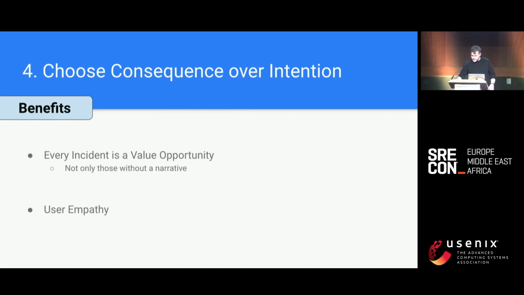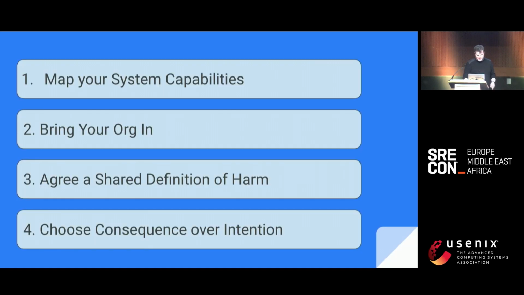Let me just check how we're doing for time. We're on time, good. So your homework is think about mapping your system capabilities. Seriously consider bringing your org into your incidents, whether they're necessary or not. 3 is find and establish and agree a shared definition of harm. And 4 is be mindful around choosing consequence over intention.